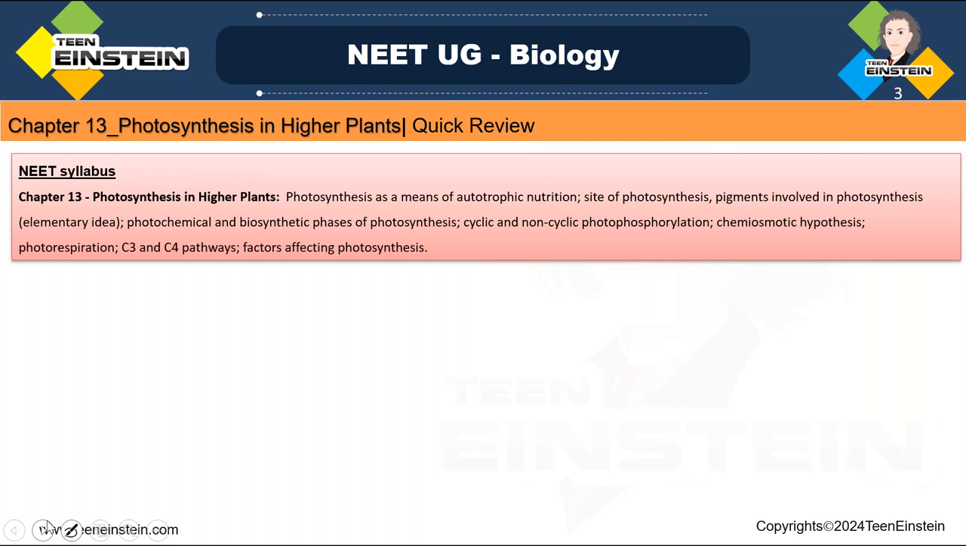Photosynthesis in the aspect of autotrophic nutrition you need to learn, then the site of photosynthesis, pigments which are involved in photosynthesis, then the phases of photosynthesis, cyclic and non-cyclic photophosphorylation, chemiosmotic hypothesis, what is photorespiration, what are C3 and C4 pathways, then the factors affecting photosynthesis. These are the main topics which we are going to cover in this chapter.